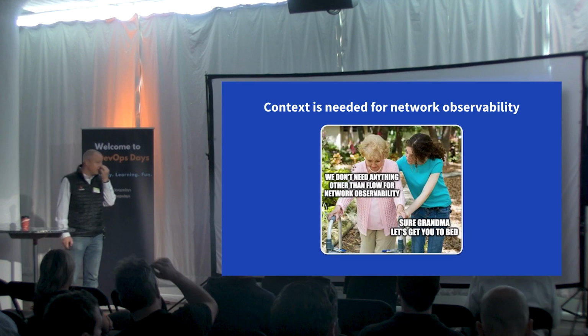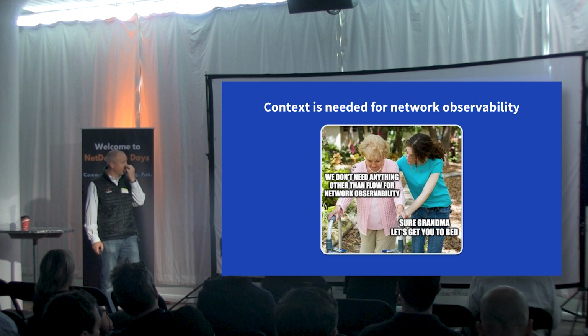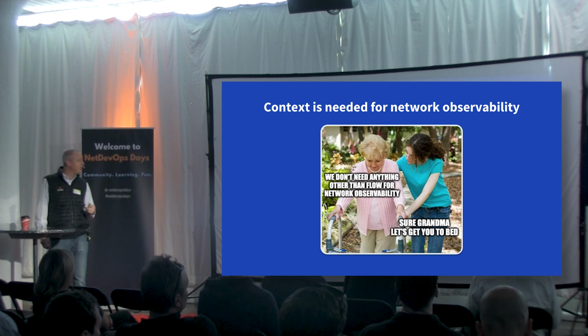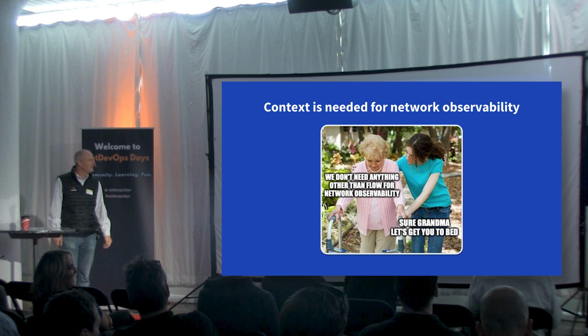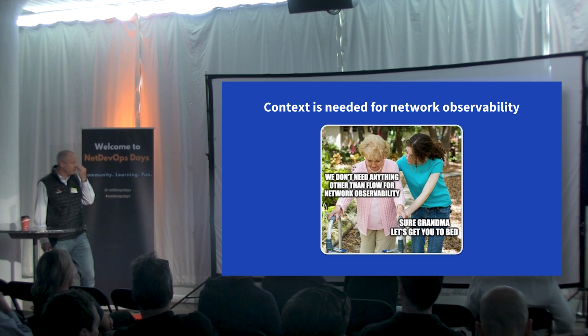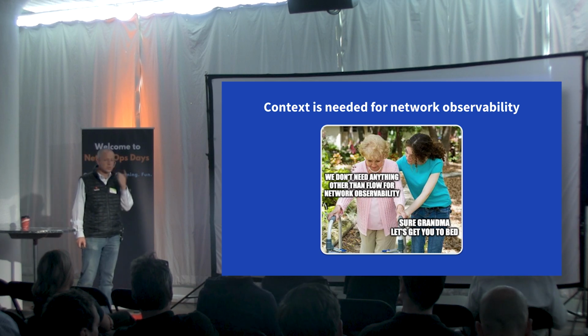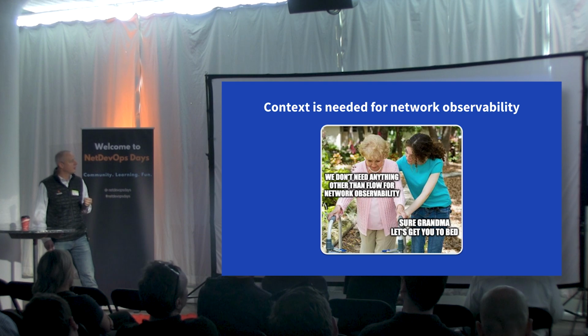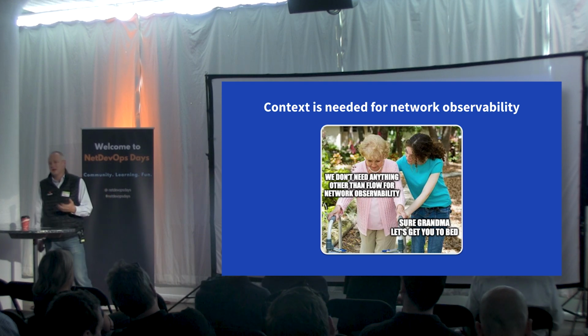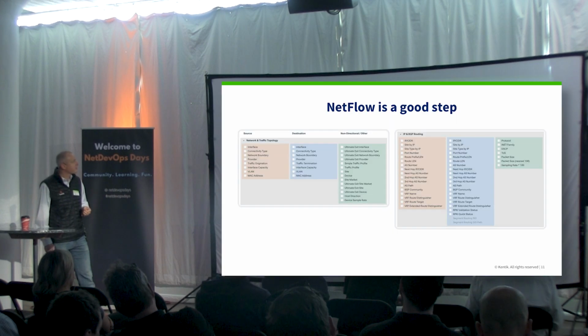So credit to my friend Phil Gravasi. If you don't follow him on Facebook, he's got some really funny memes that he puts out onto social media, and this is one of them. Just talking about how, again, we can't just look at one source of data to do true network observability. We need a bunch of different data sources to provide context around what's going on in our networks.